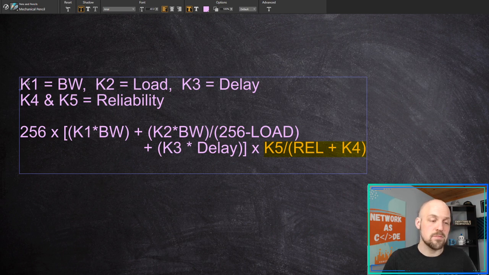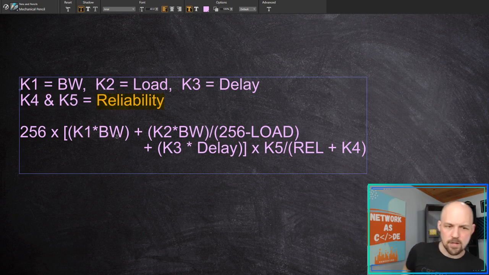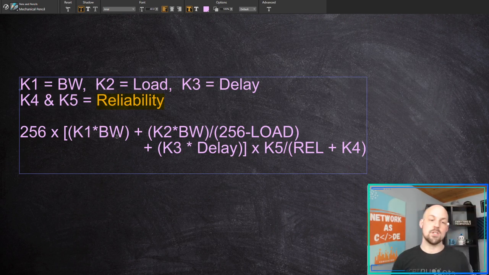So what that means is since K1 and K3 are both one, that means Cisco cares about bandwidth and delay. Because K2, K4, and K5 are zero, that means they don't care about load and reliability. Why don't they care about load and reliability? I mean, I wasn't there when Cisco designed EIGRP, but there are a couple of reasons that are circulated for this. One of which is that all of these values are statically determined once the link comes online.